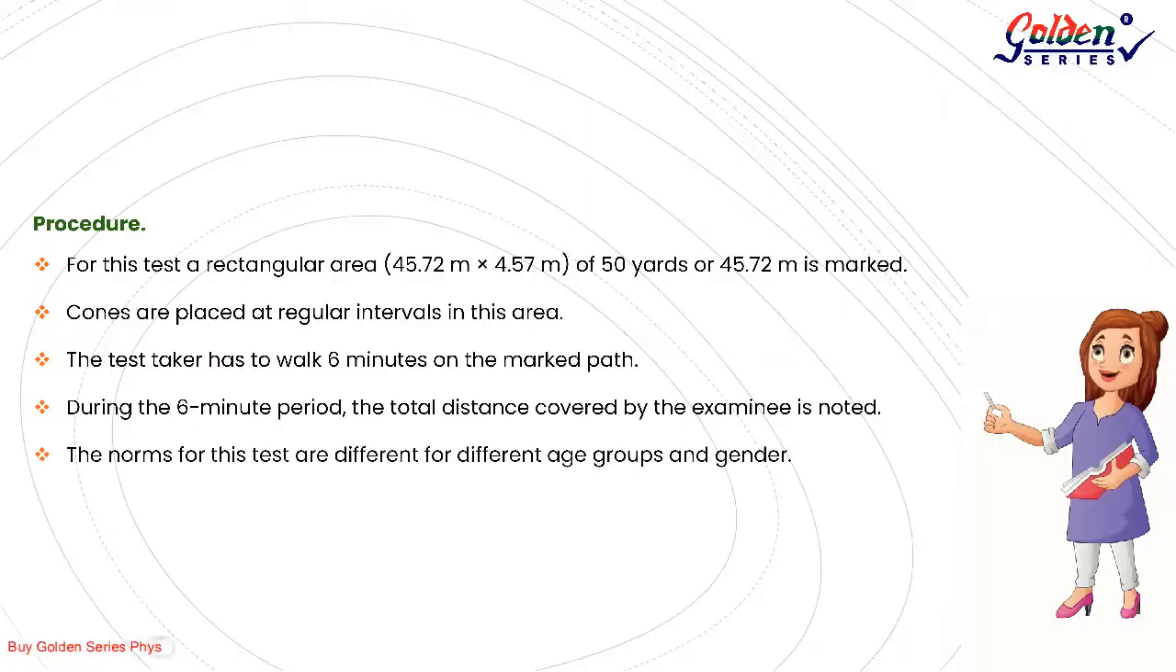Procedure. For this test, a rectangular area, 45.72 meters by 4.57 meters, or 50 yards, is marked. Cones are placed at regular intervals in this area. The test taker has to walk 6 minutes on the marked path. During the 6-minute period, the total distance covered by the examinee is noted. The norms for this test are different for different age groups and gender.